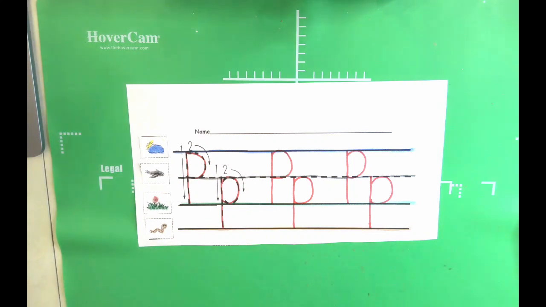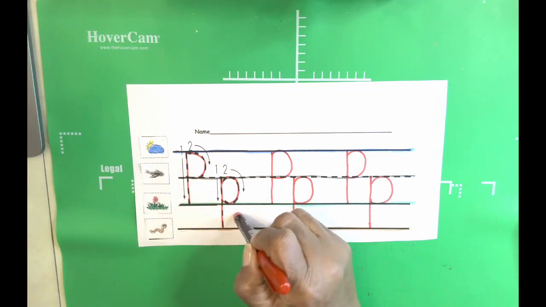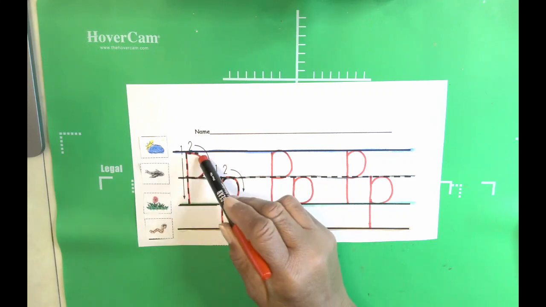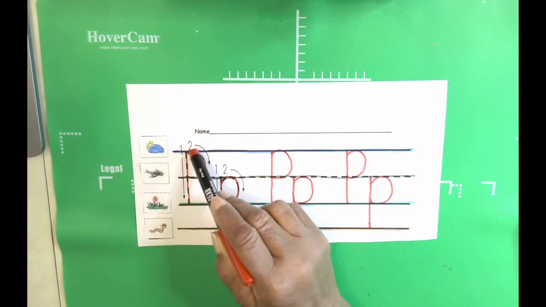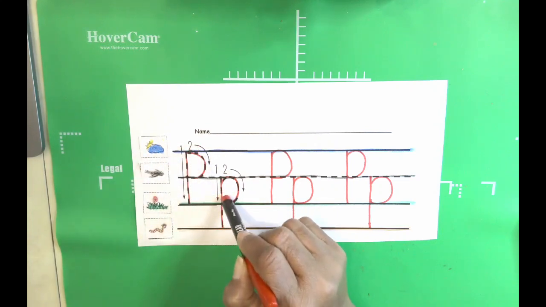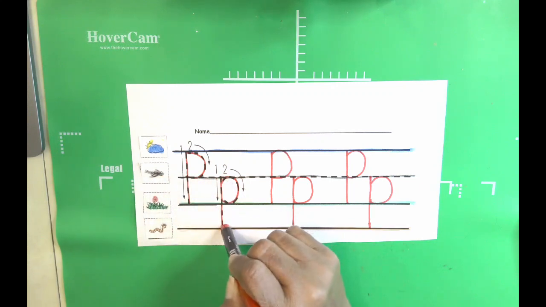Very good, boys and girls. You did a great job today. We worked on the letter P, uppercase letter P, and the lowercase letter p. The uppercase letter P is a skyline letter. It starts at the top. The lowercase letter is a plane line letter. It starts underneath the plane line.